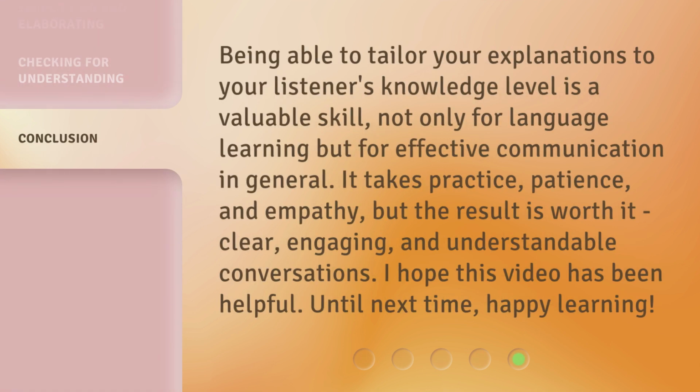Being able to tailor your explanations to your listener's knowledge level is a valuable skill, not only for language learning but for effective communication in general. It takes practice, patience, and empathy, but the result is worth it: clear, engaging, and understandable conversations.